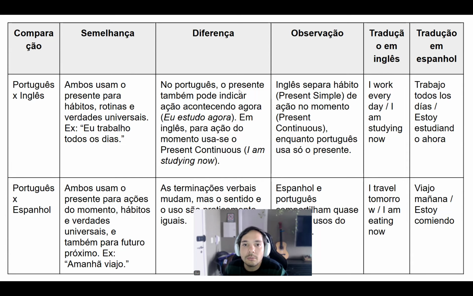No português, o presente também pode indicar ação acontecendo agora. Eu estudo agora. Em inglês, para ação do momento, usa-se o present continuous. I'm studying now. So in Portuguese, the present can also indicate the action that is happening right now.